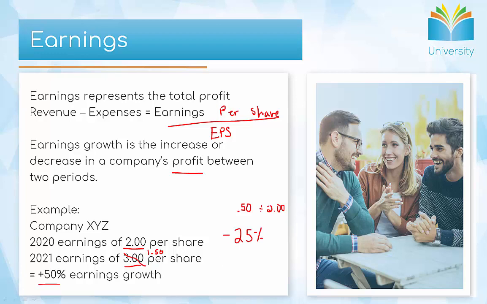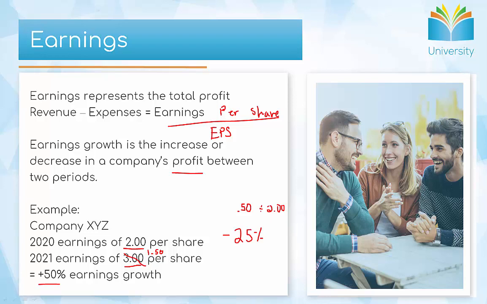So if the earnings go from $2 down to $1.50, they lost 25% or 1/4 of their earnings. And you can see that instinctively, right? If we go from $2 to $1.50, we lost a quarter. We lost 1/4 or 25% of our earnings. So it could be a positive, it could be a negative number.